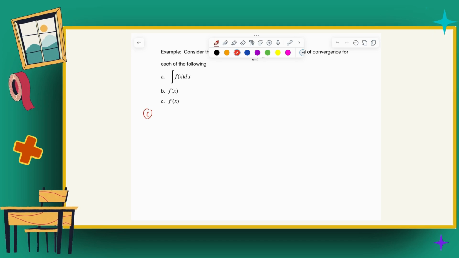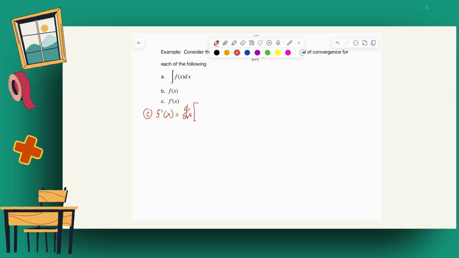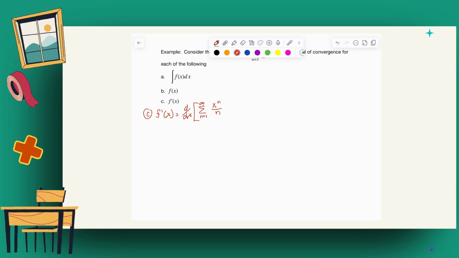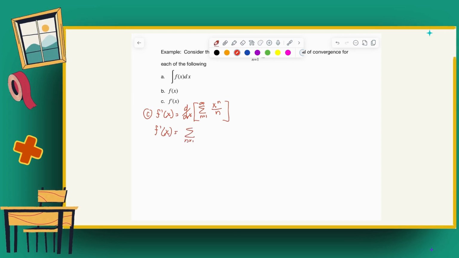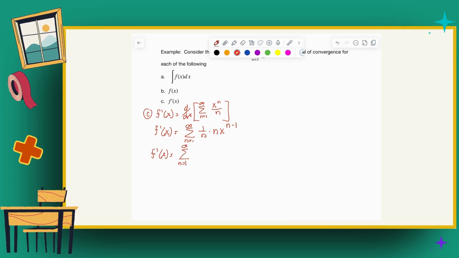For part C, let's find the derivative of f of x, which is the derivative with respect to x of the summation of n equals 1 to infinity of x to the n over n. And so this is equal to the summation of n equals 1 to infinity, and then we'll take the derivative with respect to x of x to the n over n, which is equal to 1 over n times n times x raised to the n minus 1 power, which simplifies down to just the summation of n equals 1 to infinity of x to the n minus 1 power.